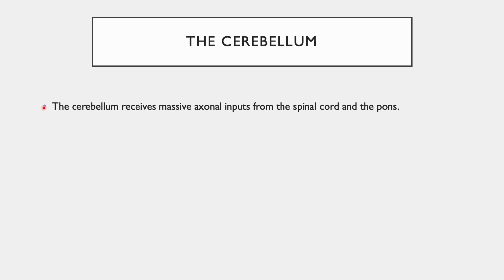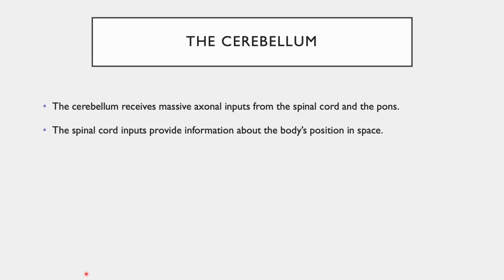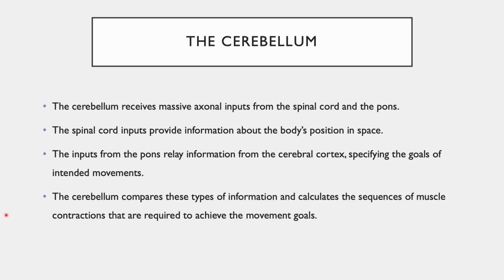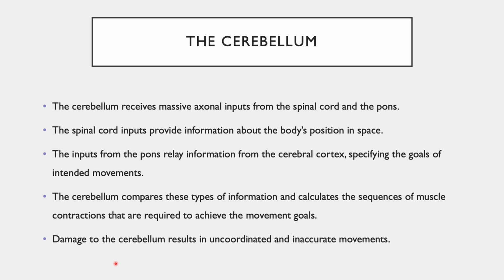The cerebellum receives massive axonal inputs from the spinal cord and the pons. It basically serves as this gateway between the spinal cord and this hindbrain structure. The spinal cord inputs provide information about the body's position in space, and these inputs from the pons relay information from the cerebral cortex, specifying the goals of intended movements. This allows us to plan voluntary movements in advance. And the cerebellum compares these types of information and then calculates the sequences of muscle contractions that are required to achieve each movement goal. Damage to the cerebellum thus can result in uncoordinated and inaccurate movements.